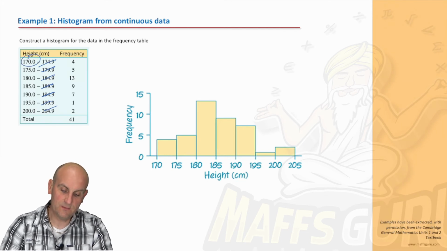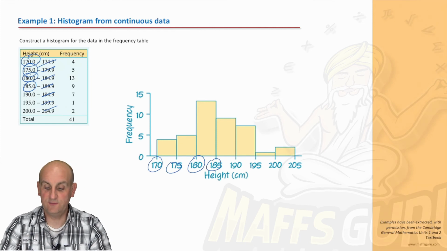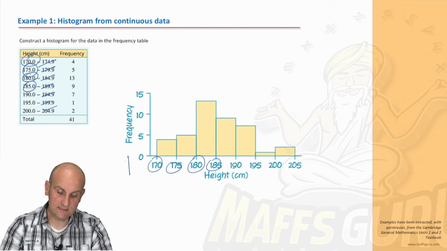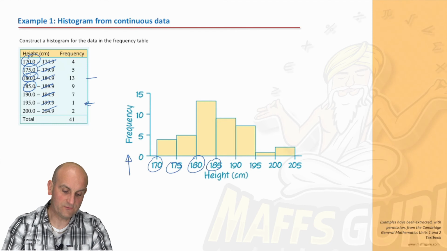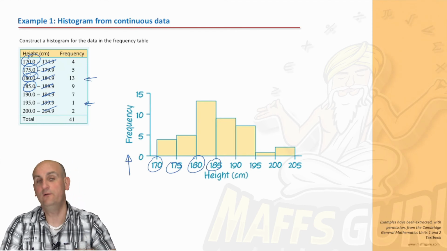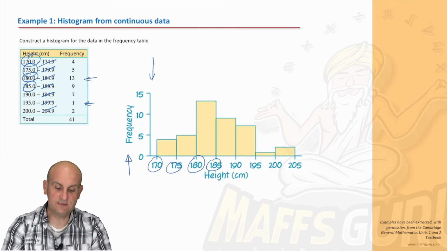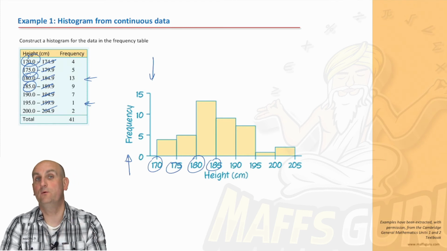So you'll notice my first value is 170, 175, 180, 185, and we keep going up in 5s until we get to 205. My frequency is still on the vertical. What was my lowest frequency? It was 1. My highest frequency is 13, and for whatever reason, the textbook decided to go up in 5s. That may well be due to space.